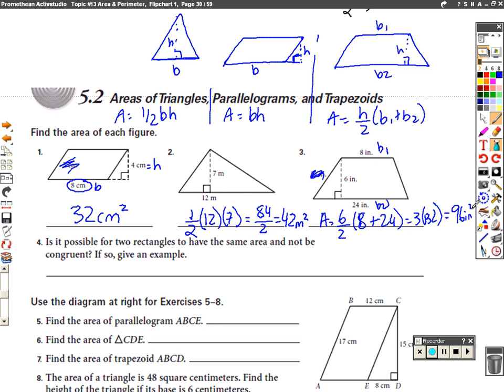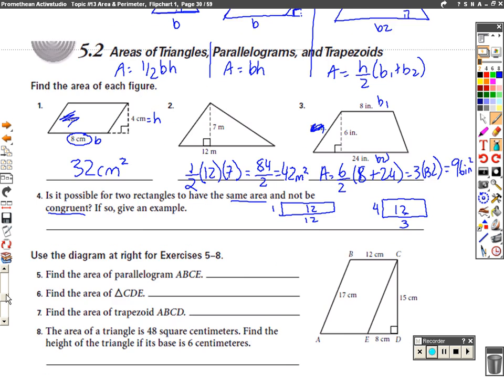All right, number 4. Is it possible for two rectangles to have the same area and not be congruent? That is true. That's fine. We won't really have anything like this, but it's pretty easy to see right here. Let me just show you. 4 times 3 would be an area of 12, right? Or I could have a rectangle that was 1 times 12, area of 12. These are not the same rectangle.